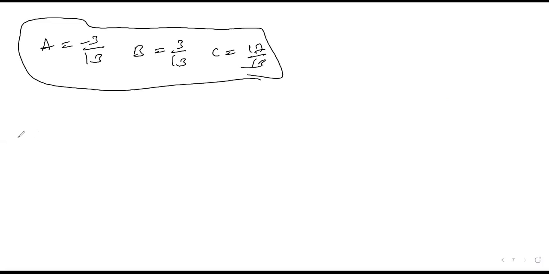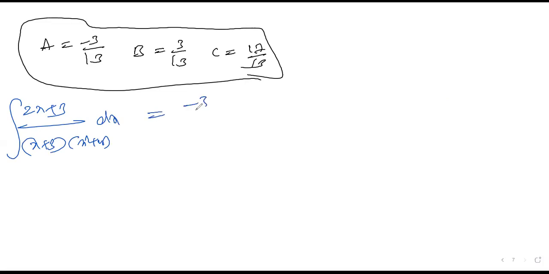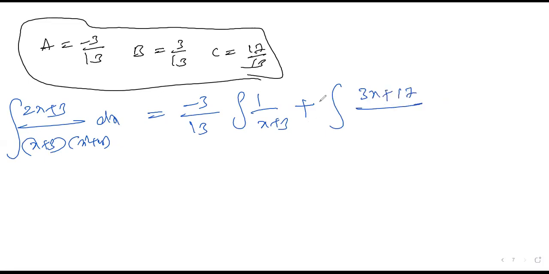So automatically the question will reflect like this: integration of (2x plus 3) into (x plus 3) into (x square plus 4) dx. This is A by (x plus 3), right, minus 3 by 13 into integration of 1 by (x plus 3), plus integration of (3x plus 17) by 13, right, automatically writing 13 out, over (x square plus 4) dx. Now the question looks simpler.